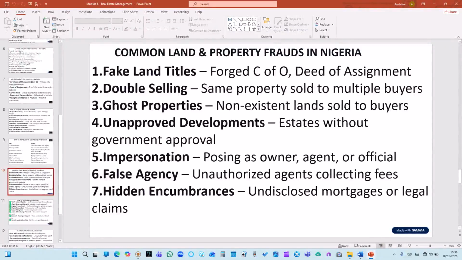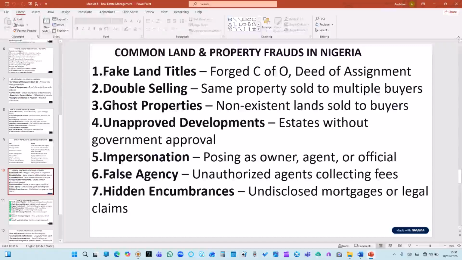So there are so many frauds that exist in Nigeria. Number 1 is fake land titles. That is forged C of O and deed of assignment. So these are some of the common land and property frauds that you may experience in Nigeria. Then double selling. This practice involves selling one property to more than one person. So selling the same property to multiple buyers. Then ghost property. Here, the agent will tell you that the property exists where the property does not exist. That is non-existent land sold to buyers.